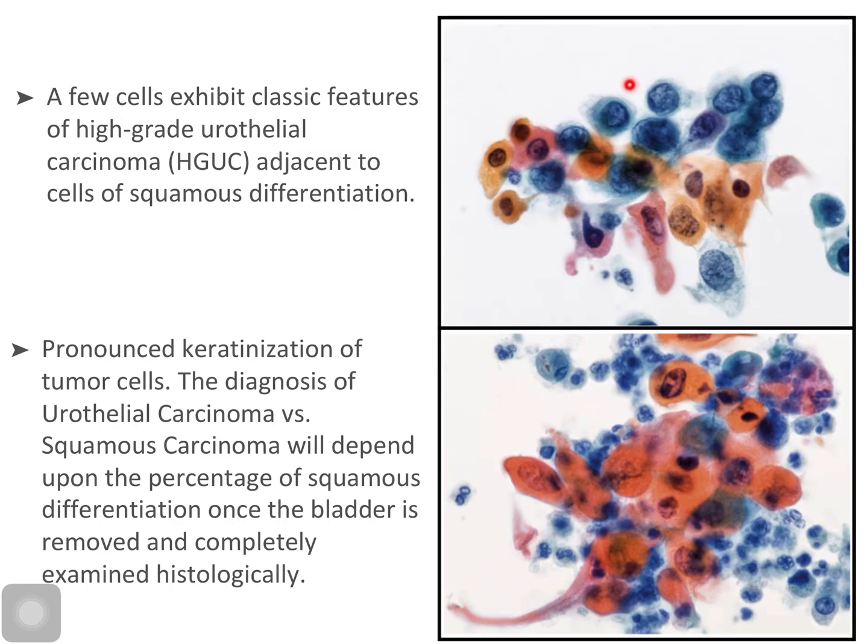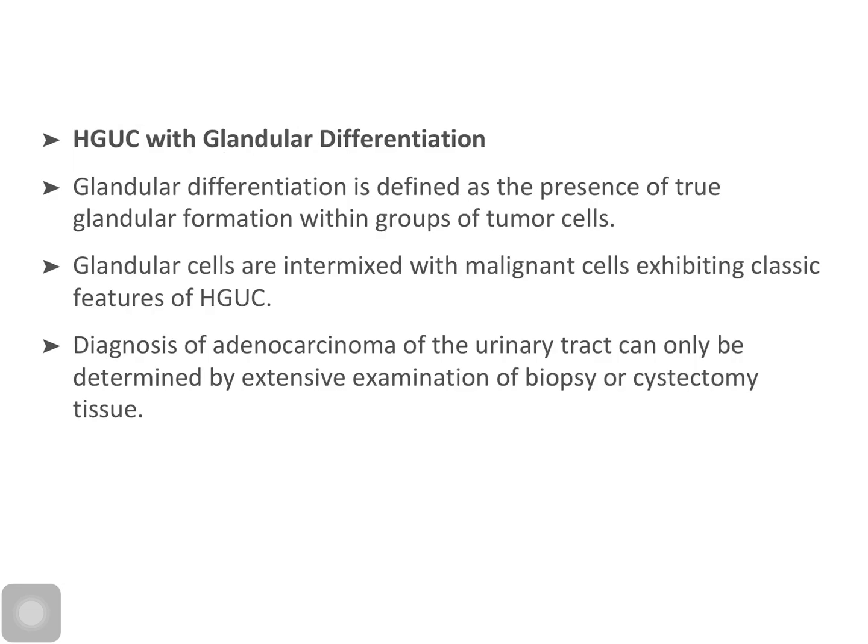These cells exhibit classic features with high NC ratio, hyperchromatic nuclei, irregular contours, which is adjacent to the cells of squamous differentiation. In picture B, we can see pronounced keratinization of tumor cells. The diagnosis of urothelial carcinoma versus squamous cell carcinoma will depend upon the percentage of squamous differentiation once the bladder is removed and completely examined histologically.